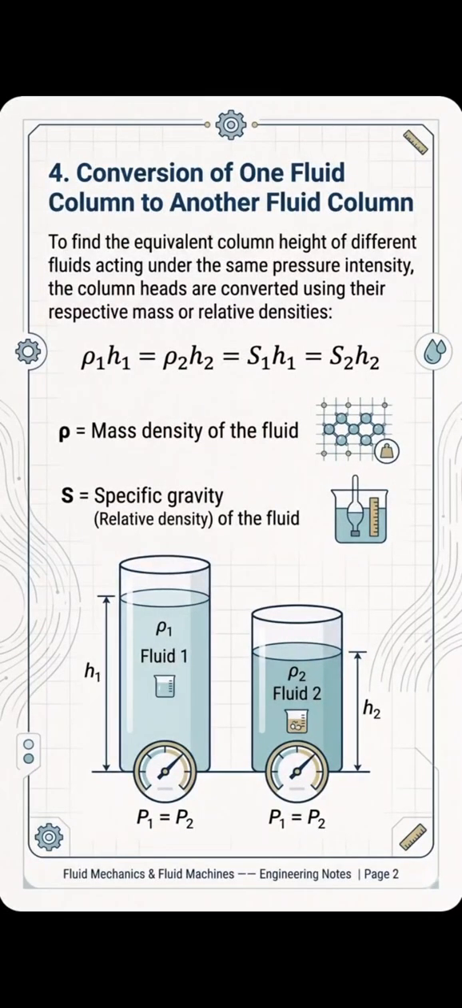Conversion of one fluid column to another fluid column. To find the equivalent column height of different fluids acting under the same pressure intensity, the column heads are converted using their respective mass or relative densities. Rho 1 H1 = rho 2 H2. S1 H1 = S2 H2. We can write rho as the mass density of the fluid, or S as the specific gravity, the relative density of the fluid.